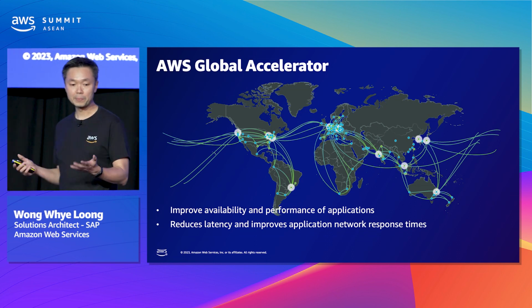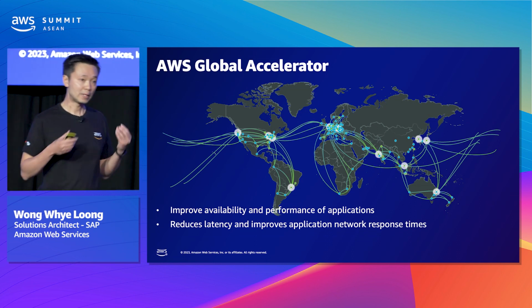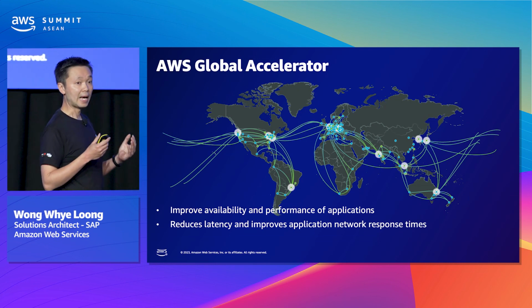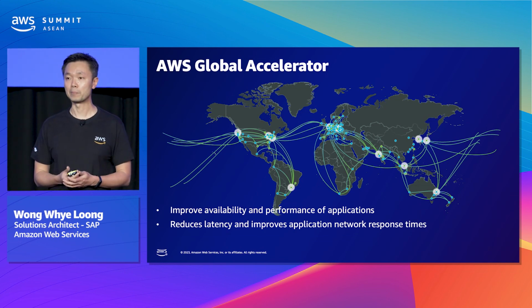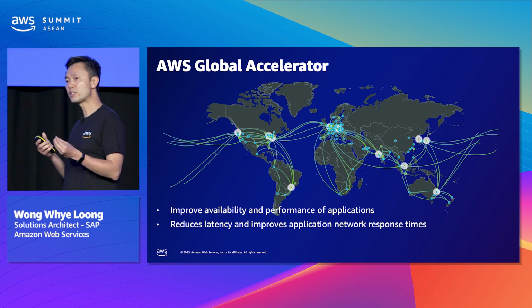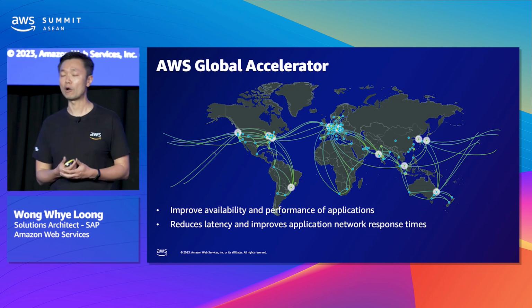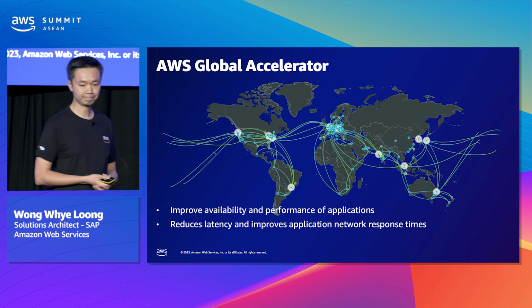AWS Global Accelerator improves the availability and performance of your applications by routing your user request to the closest edge location, and then from there, routing it through the global AWS network backbone, then directly to your application. So by doing so, it reduces overall latency and gives you the optimal network path and hence a better performance as well.